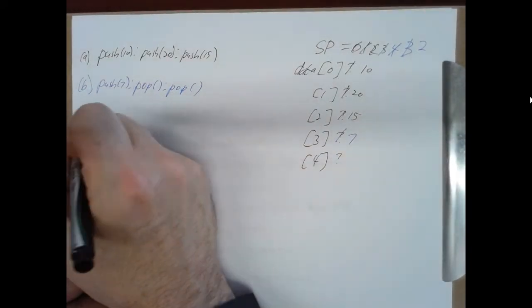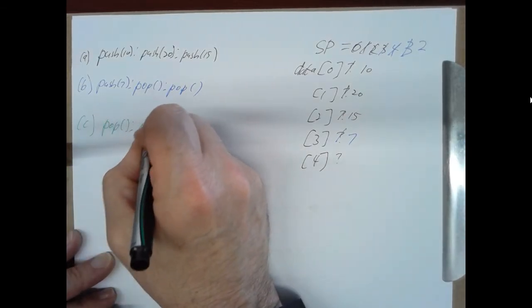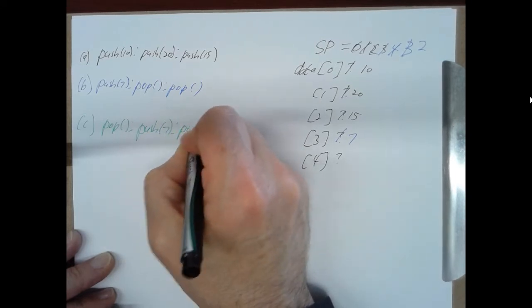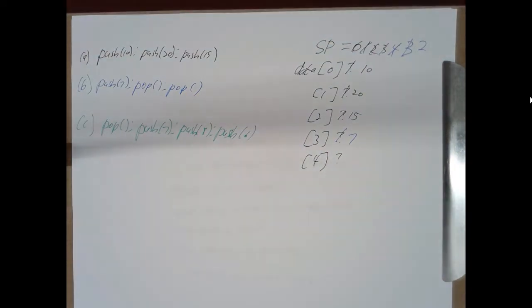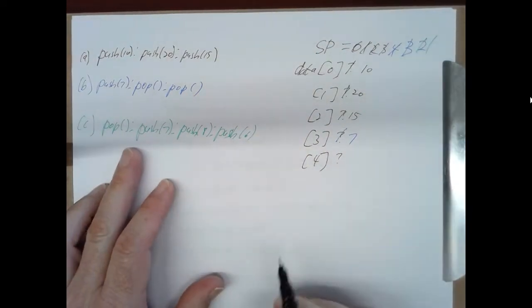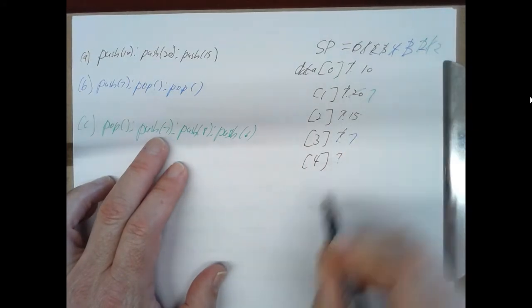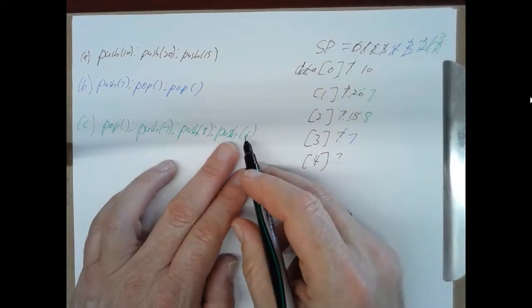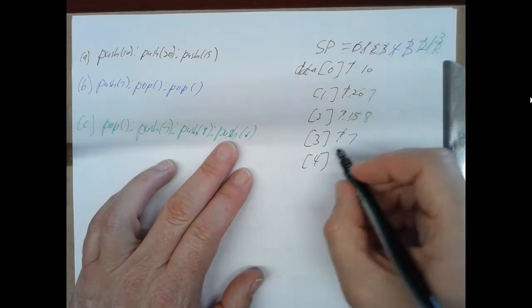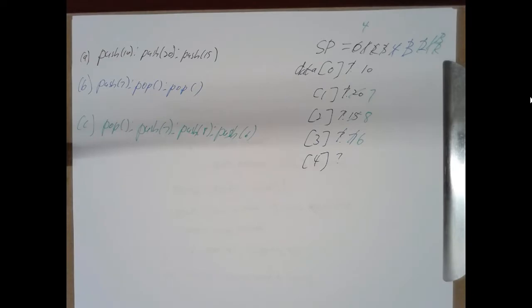So part C says do a pop, push a 7, push an 8, and push a 6. All right, we do a pop that decrements the stack pointer. We push a 7, we store that at the index given by the stack pointer, and we increment the stack pointer. Push an 8, store that at index 2, increment the stack pointer. Push a 6, store that at index 3, and increment the stack pointer. So after part C, your stack pointer is 4, your stack contains 10, 7, 8, 6, and question mark.